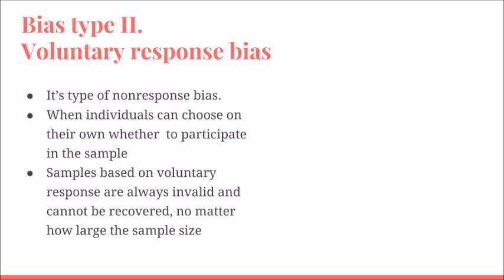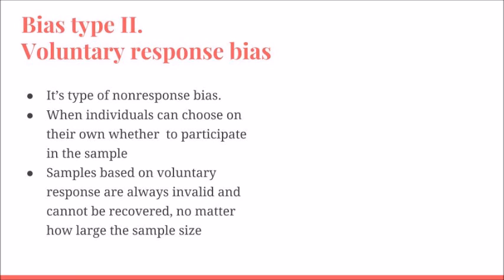The second type of bias is called voluntary response bias. It's a type of non-response bias when individuals can choose on their own whether to participate in the sample or not. Samples based on voluntary response are always invalid and cannot be recovered no matter how large the sample size.